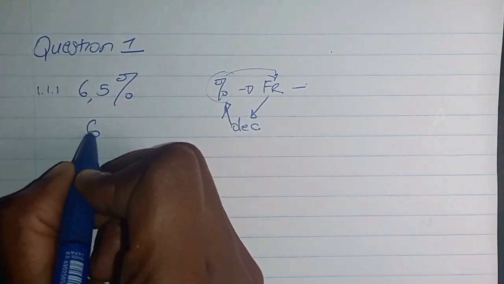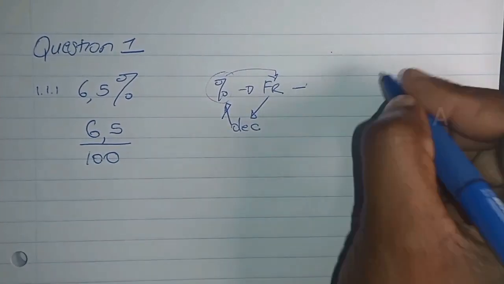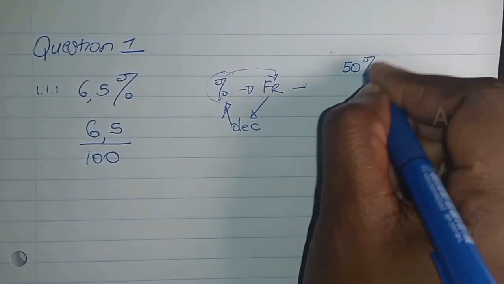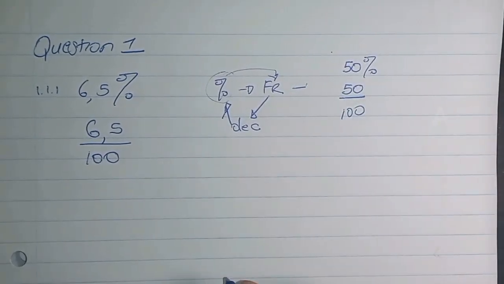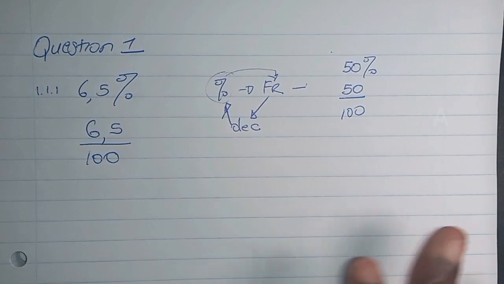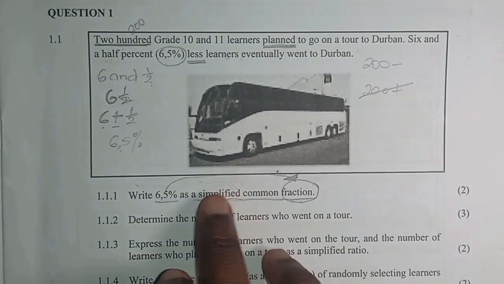So this is 6.5 over 100. So any percentage, even 50% is 50 out of 100, right? So this is 6.5 out of 100. So this is now a fraction. So now we're going to change it and make sure that it is a simplified common fraction.